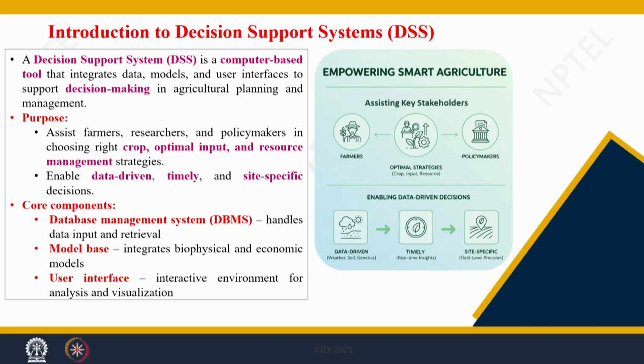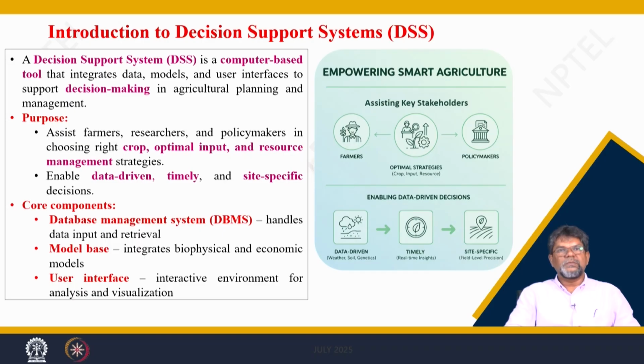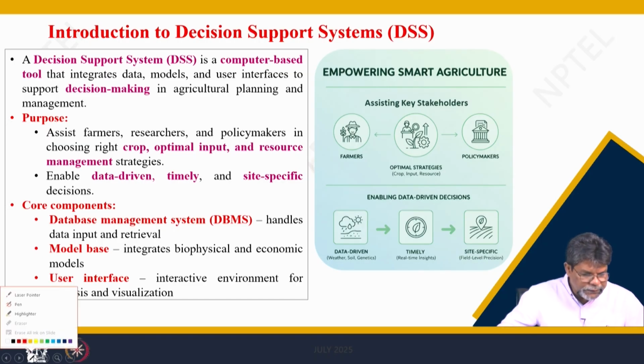You see, what is a decision support system? Crop modeling is also a decision support system, as a model mimics the real system behavior. A decision support system is a computer based tool that integrates data, model and user interface. These three are very important: data, model and user interface.